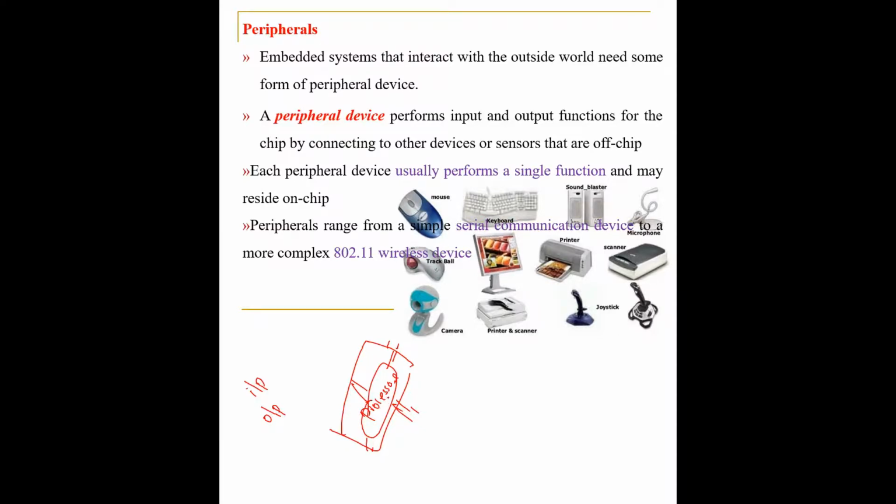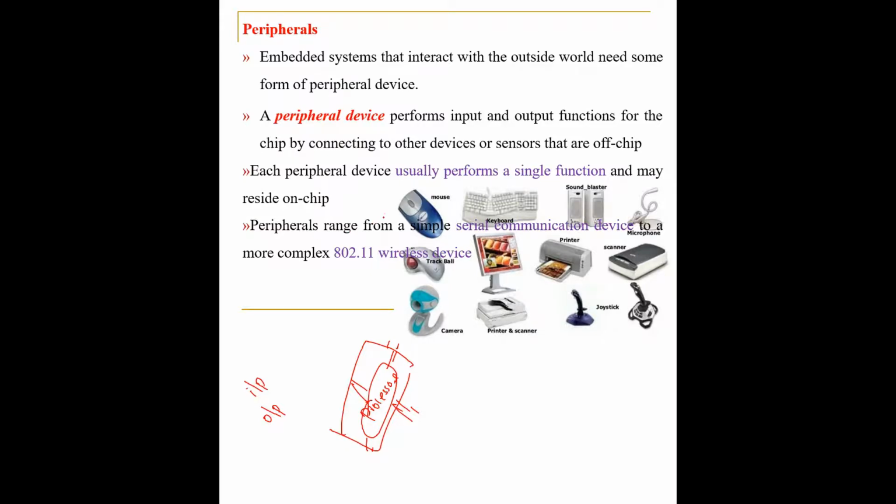For example, you want some data to be printed. The processor will have the processed data, and that data should be given to the printer, and the printer will be printing the data. A peripheral device performs input and output functions for the chip by connecting to other devices or sensors that are off chip. So whatever devices are here are off chip. Peripherals are normally off chip. Buses to the peripherals are on chip. Ports to the buses or ports to the peripherals are on chip, but the devices are all off chip.